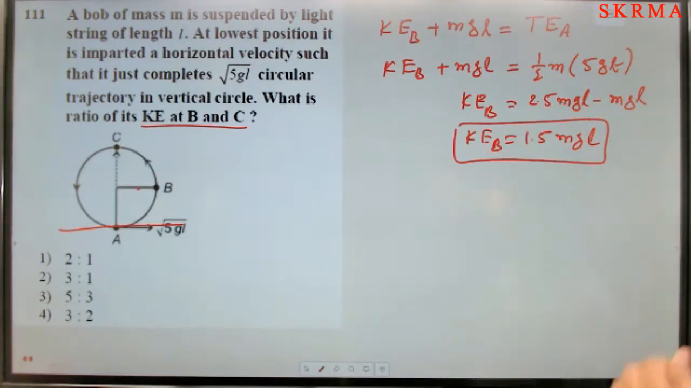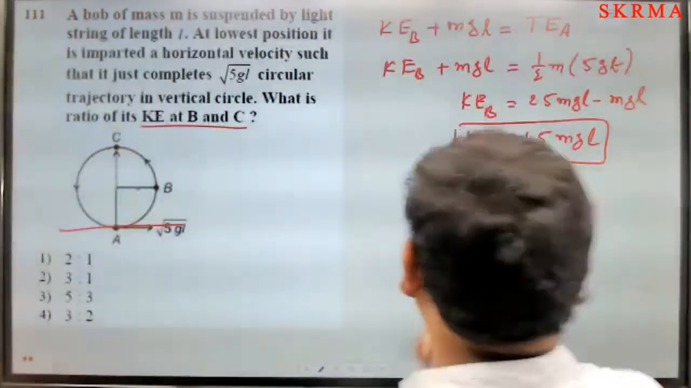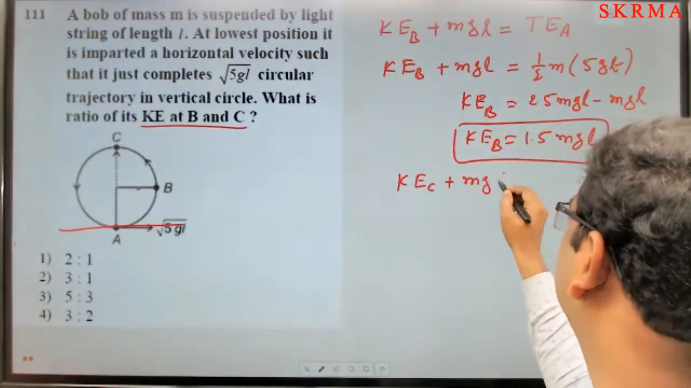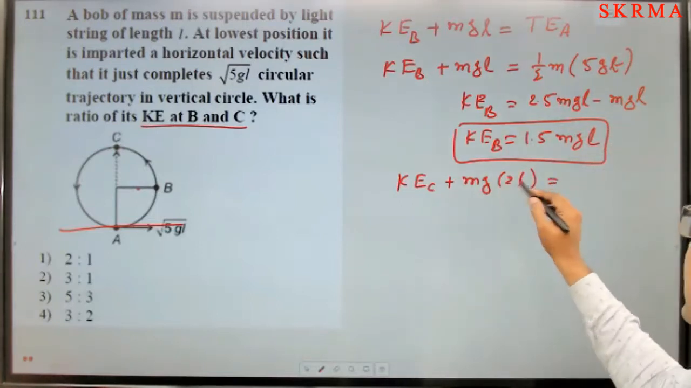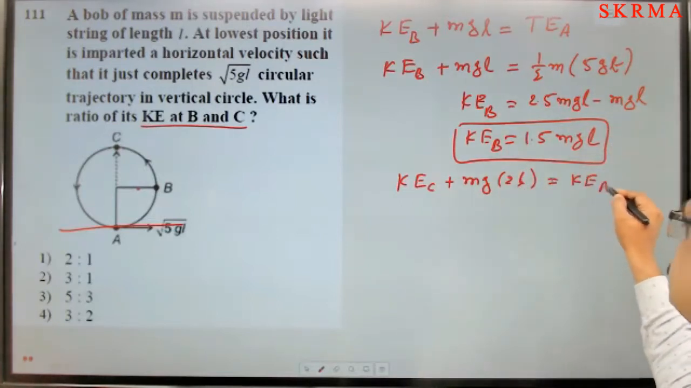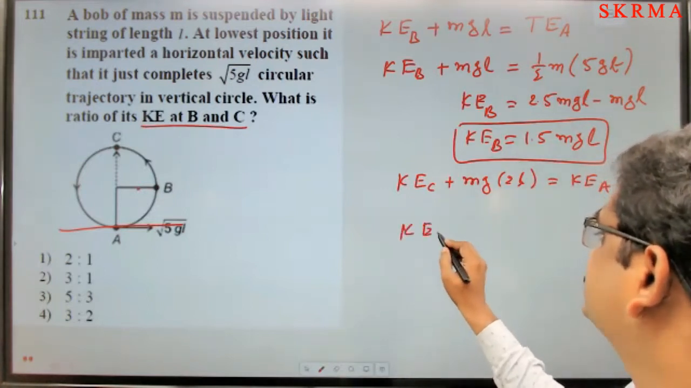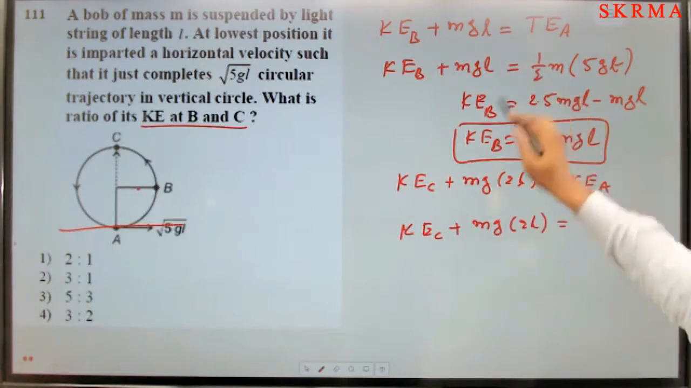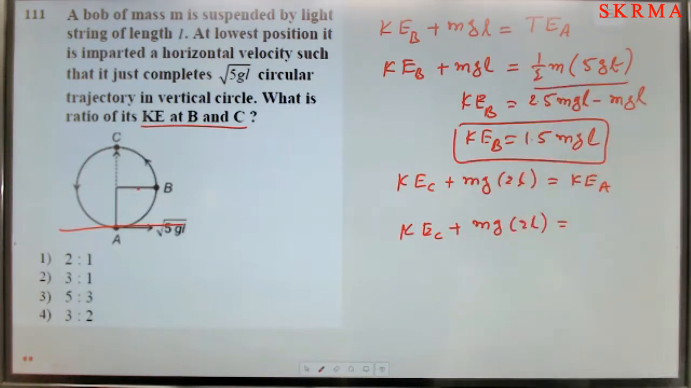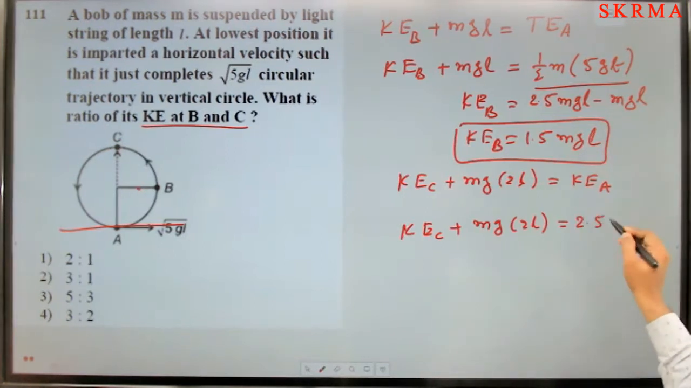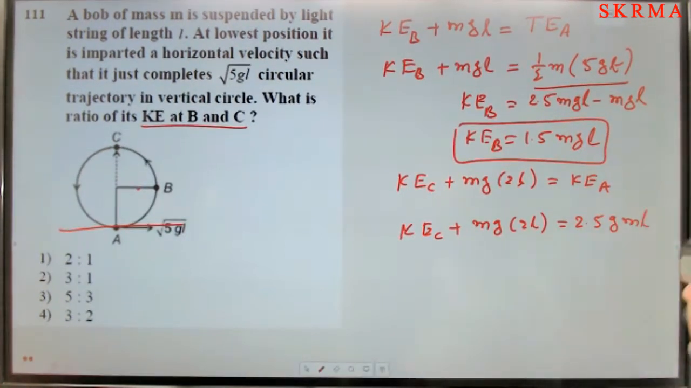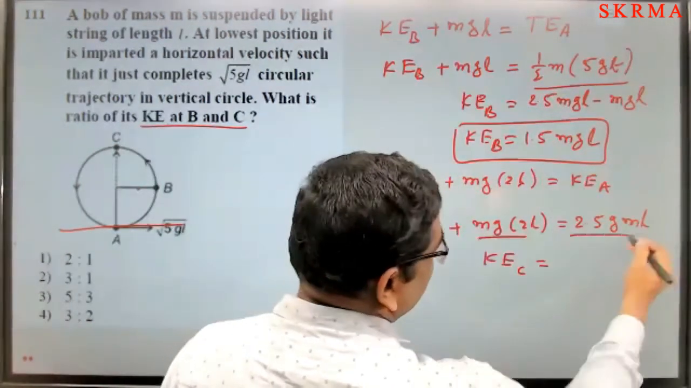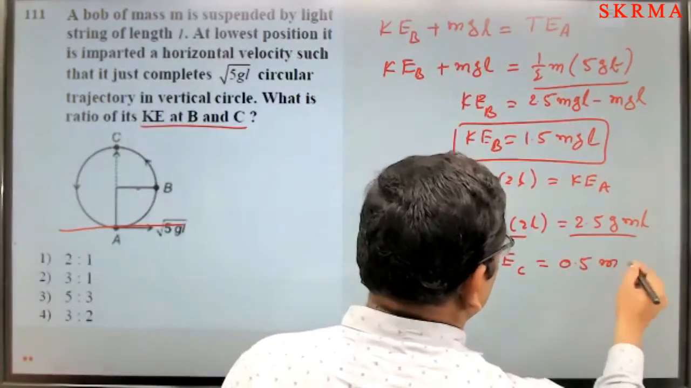Next, similarly, apply the same condition for A and C. Now, kinetic energy at point C plus mg into 2L equals kinetic energy at point A. That means 2.5 mgL. Now kinetic energy at point C equals, this is 2, this is 2.5, so 0.5 mgL.